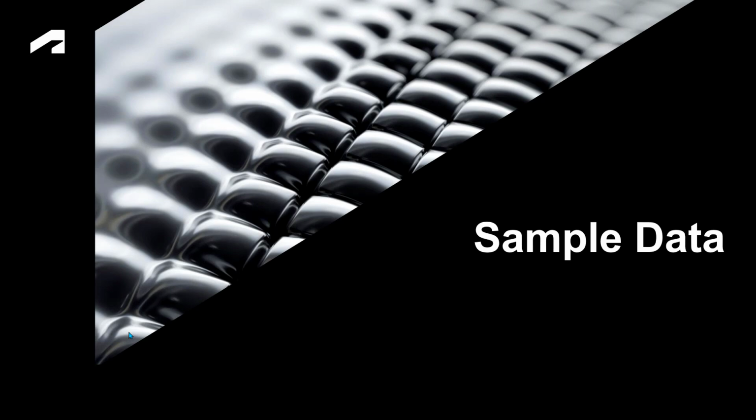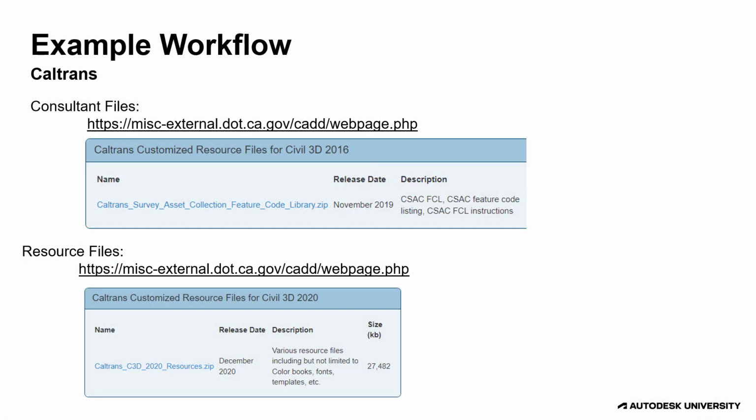So if you want to observe this and try it on your own machine, you can find some sample data on the Caltrans website, since this was CSAC for Caltrans. So you can find it in the consultant files. You can find the Caltrans Survey Asset Collection Feature Code Library zip file. It contains a PDF of the instructions, what the feature codes are, and the feature code classifications. If you want a template that's set up, you can find it within the Caltrans Civil 3D 2020 resources, and you can go and grab that data.